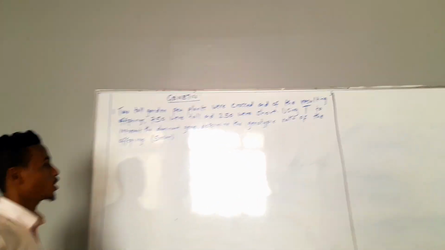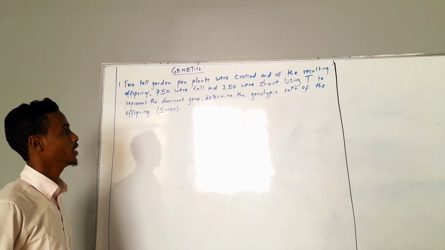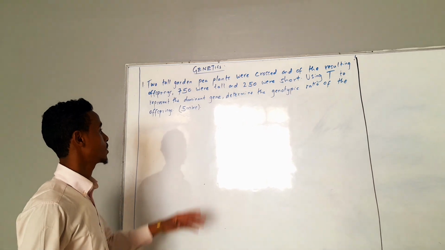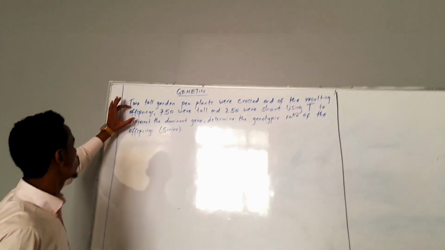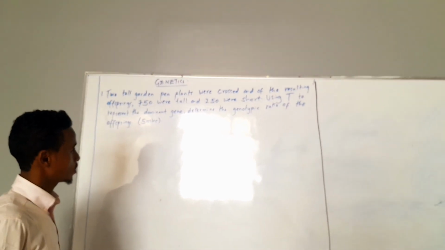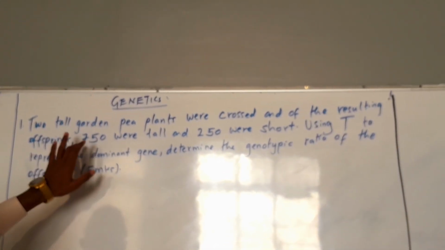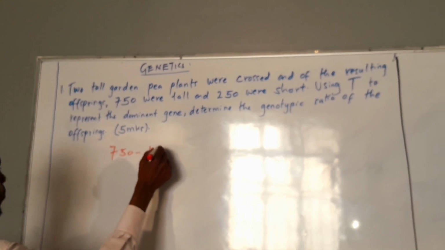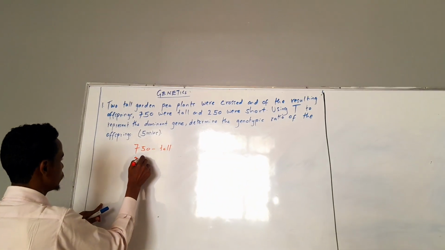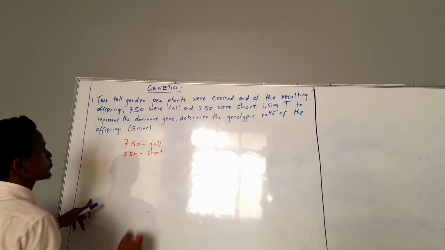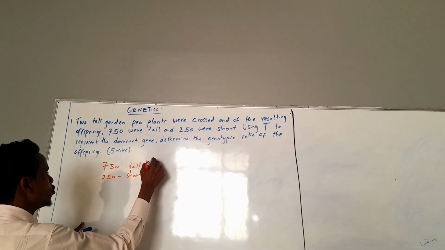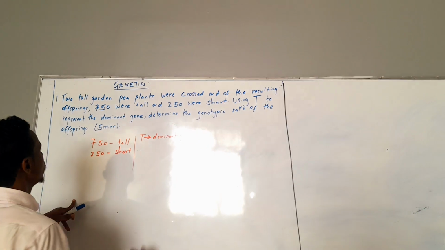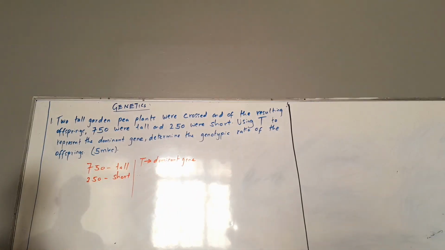Today I want to solve a question on genetics, basically related to the process, as well as the genotypic ratio, phenotypic ratio, and things of the sort. Two tall garden pea plants were crossed, and of the resulting offspring, 750 were tall and 250 were short. Using T to represent the dominant gene, determine the genotypic ratio of the offspring.